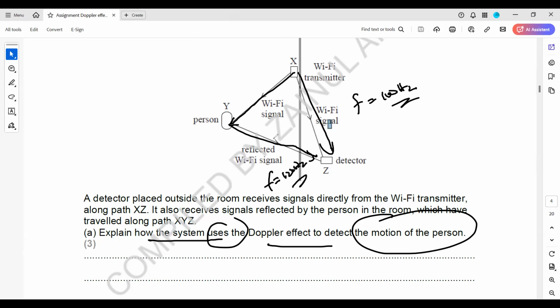what that means is the person is moving towards us. And if the frequency of the signal reflected from the person is like 80 hertz, it means the person is moving away from us.